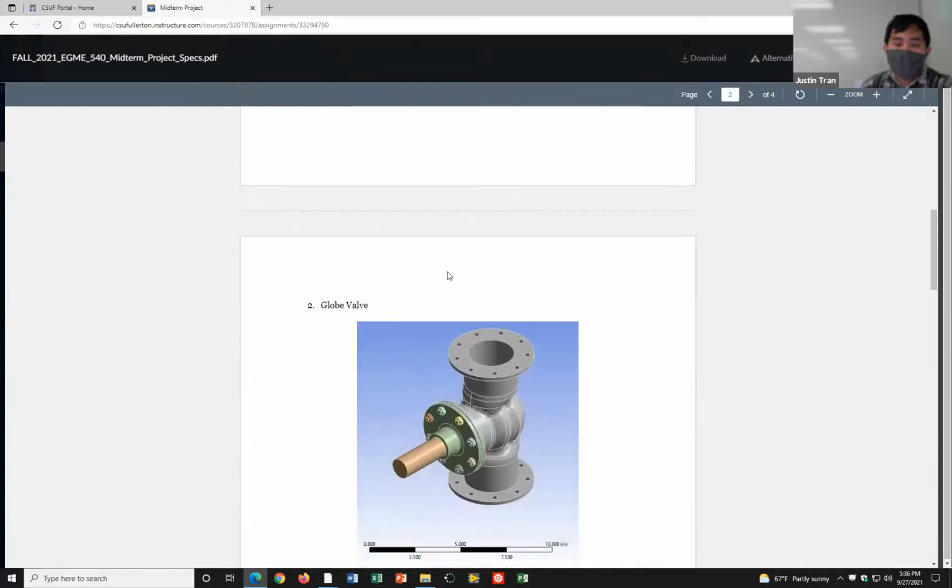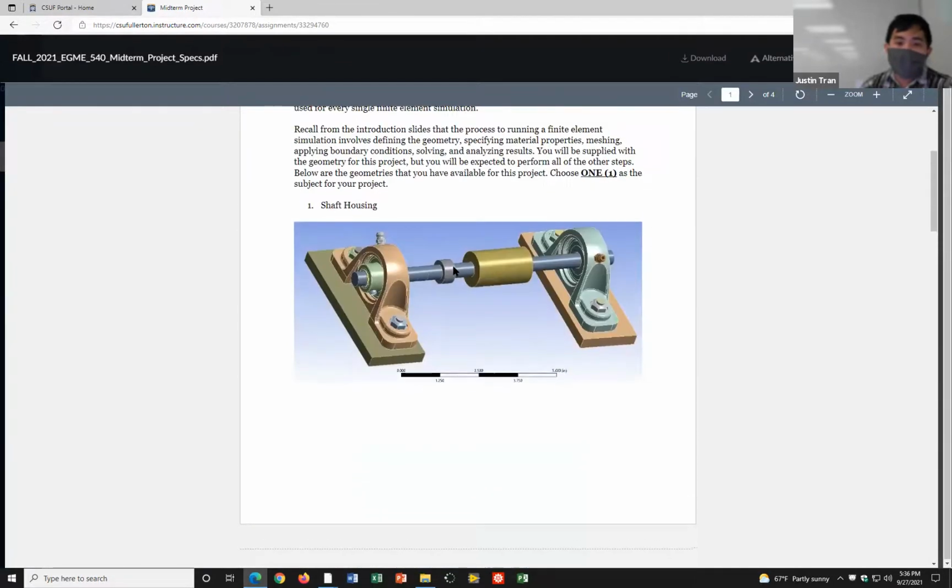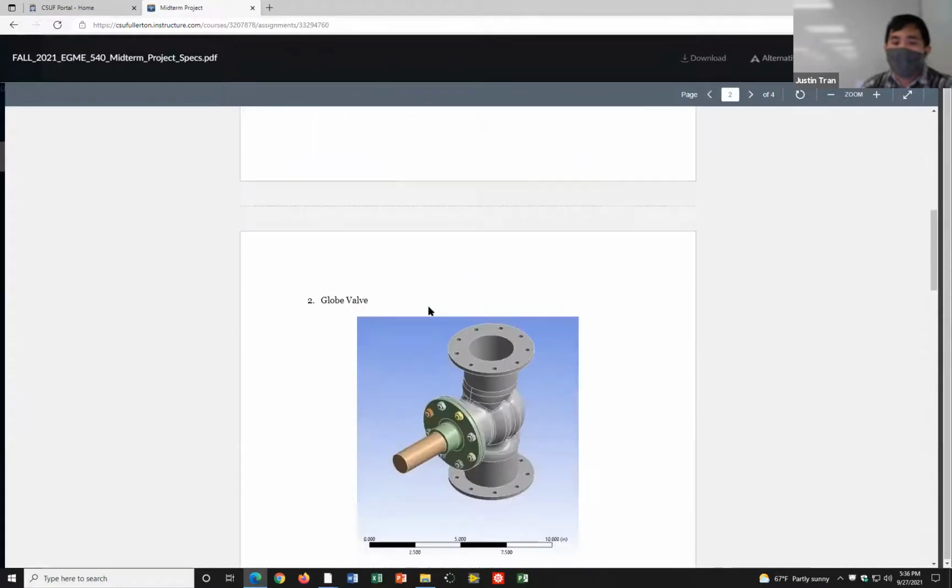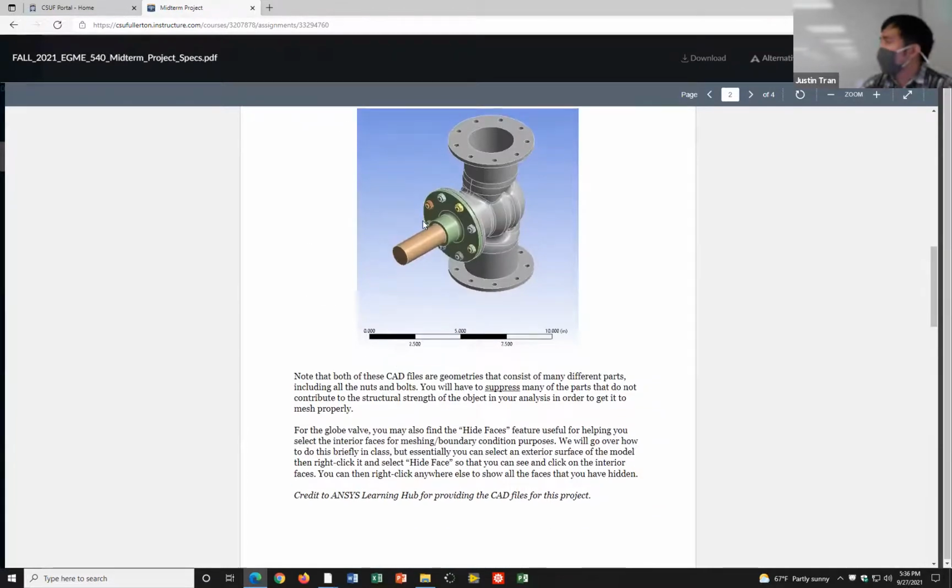So both geometries do have a lot of superfluous parts. I'd say more so on the shaft housing than the globe valve. The globe valve doesn't have as many parts, but you do still need to suppress quite a bit here, okay?